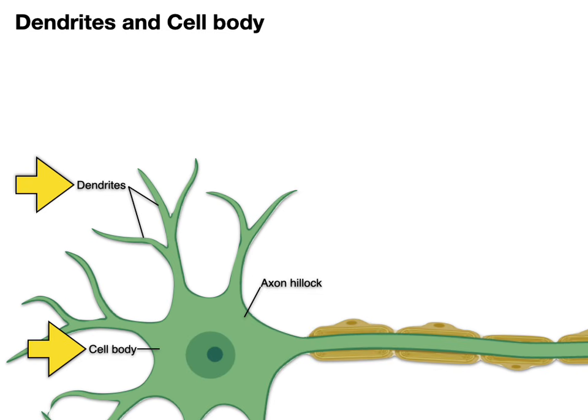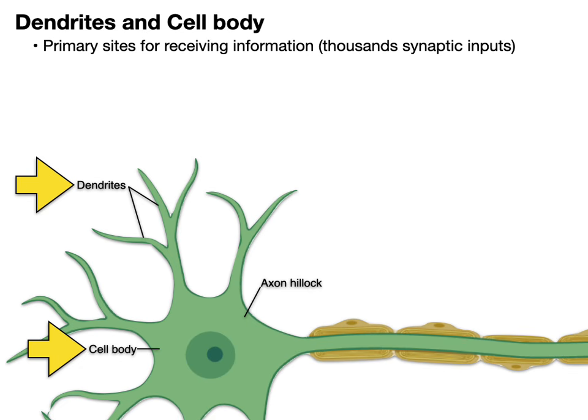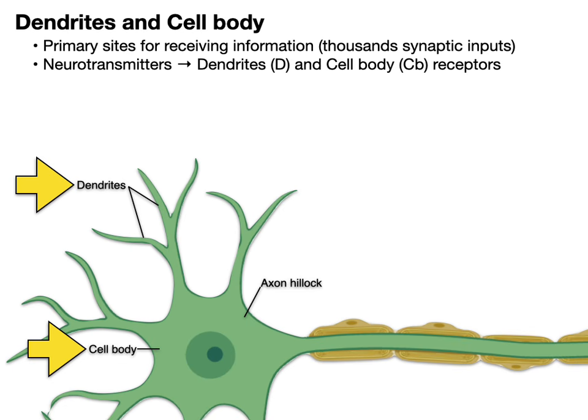Let's start with the dendrites and cell body. This is the primary site for receiving information. There are thousands of synaptic inputs that occur primarily on the dendrites and some on the cell body. And we're talking 1 to 10,000 synaptic inputs on typical neurons, but it can be up to 200 to 300,000 synaptic inputs on some of these neurons in the central nervous system.